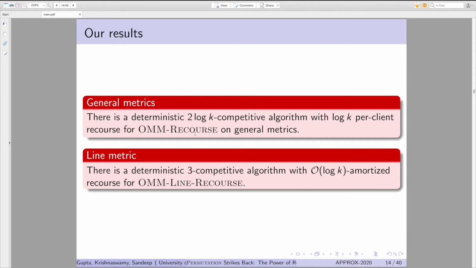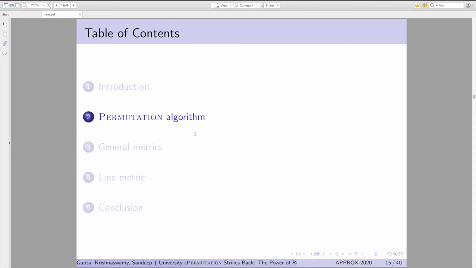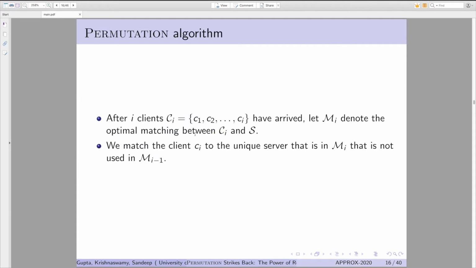So before going into the details, we first discuss the permutation algorithm. The permutation algorithm maintains the offline optimal matching at every instant. After i clients have arrived, let Mi denote the optimal matching, and the algorithm is very simple. When the first client arrives, it matches with the server output by the optimal matching. And after that point, whenever a new client arrives, we compute the new optimal matching between these clients and the total set of servers. And we pick the server that is in this matching and that is not used in the previous matching Mi minus 1. It turns out that this server is actually unique.